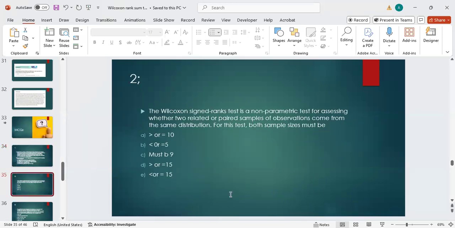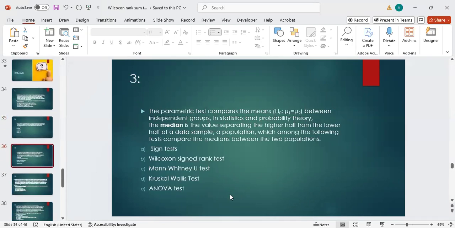The Wilcoxon signed rank test is a non-parametric test for assessing whether two related or paired sample observations come from the same distribution. For this test, both sample sizes must be greater than or equal to 15, or less than or equal to 15. A. Yes, A is the right answer.